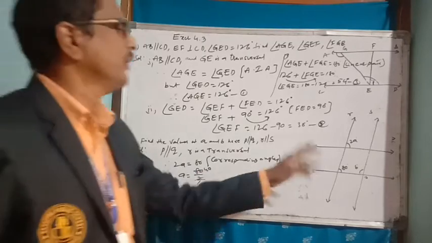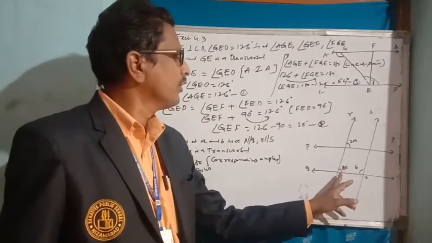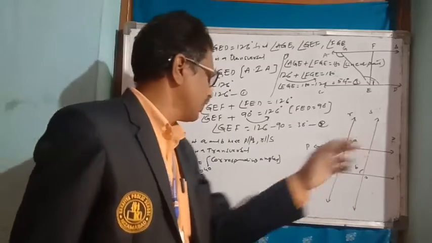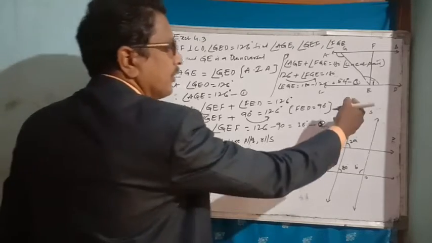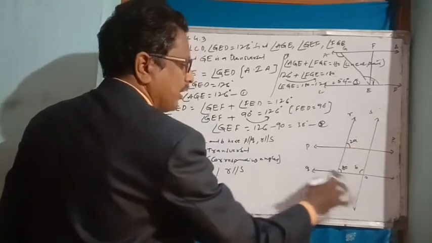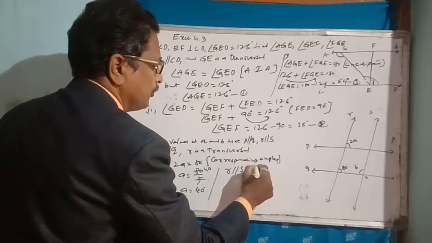a completed. Next, here these two lines are parallel. This is the transversal, and R is parallel to S. These two lines are parallel. Q is a transversal.